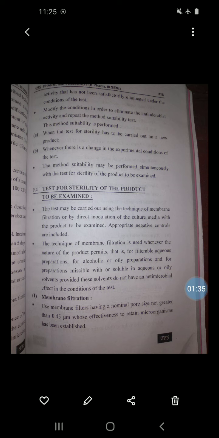First, membrane filtration. The membrane filter used has a nominal pore size not greater than 0.45 micrometer, and its effectiveness to retain microorganisms has been established. Cellulose nitrate filters, for example, are used for aqueous, oily and weakly alcoholic solutions, and cellulose acetate filters, for example, for strongly alcoholic solutions. Specially adapted filters may be needed for certain products, for example, antibiotics.